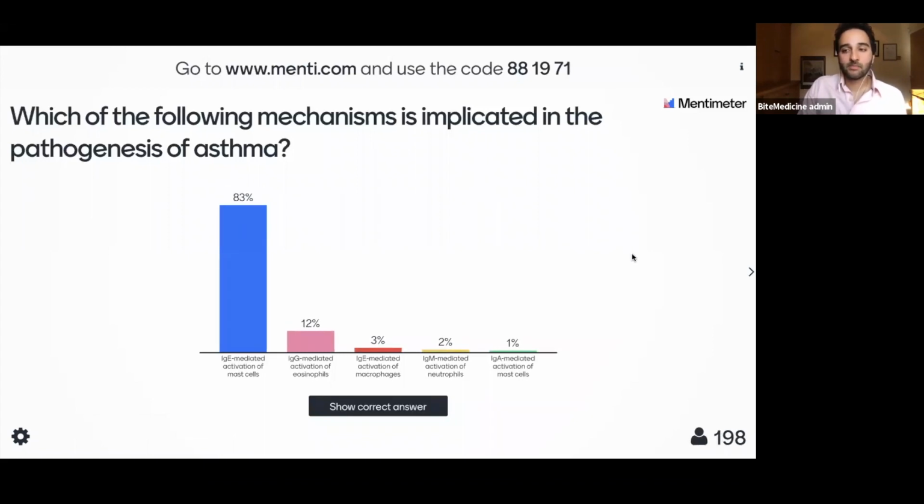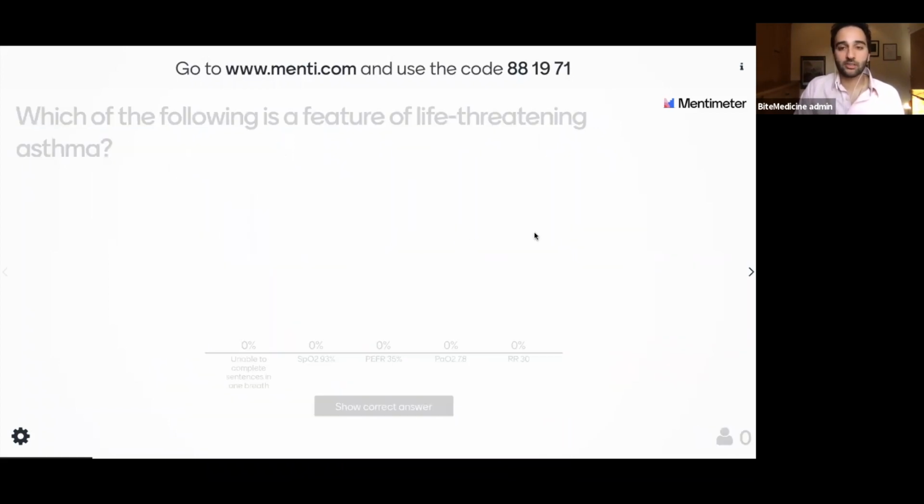Brilliant, that was a nice simple question. The majority of you think it's IgE mediated activation of mast cells, which is absolutely correct. Well done to all of you, and we're going to run through the pathophysiology of asthma now so that all of us get a better understanding of it. Let's have a look.